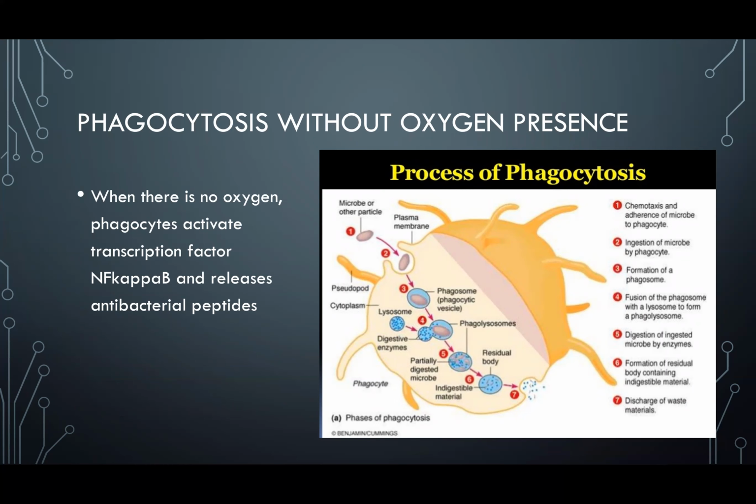Here on the screen, we've illustrated the process of phagocytosis. This involves chemotaxis and the adherence of microbes to the phagocyte, ingestion of the microbe by the phagocyte, formation of the phagosome, formation of the phagolysosome when the phagosome fuses with the lysosome, digestion of the ingested microbe by enzymes, formation of the residual body containing indigestible material, and finally discharge of waste products.